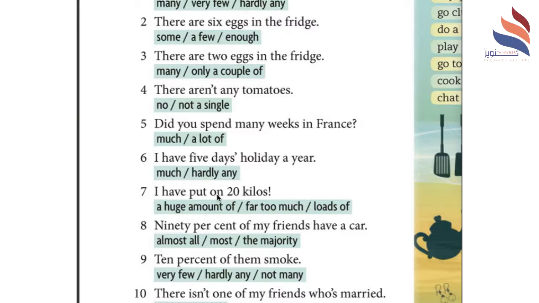Number 4. I'm fast because this is to be done by you, and I think they are easy since you are given a hint or a clue how to do it. There aren't any tomatoes. No, and not a single. So there aren't, because I have no. There aren't any, or there are no tomatoes, and there isn't a single tomato.